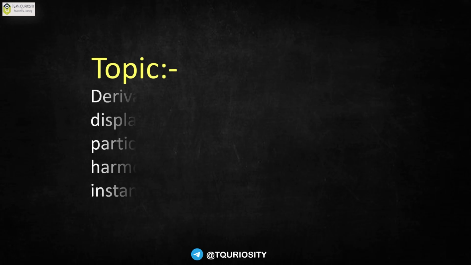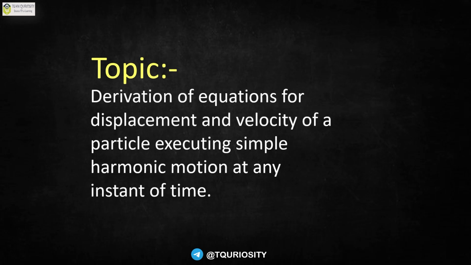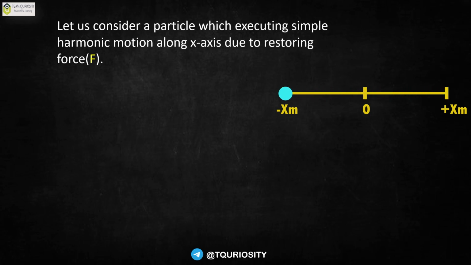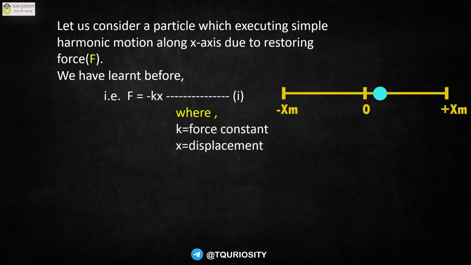In this lecture we are going to derive the equations for displacement and velocity of a particle which is executing simple harmonic motion at any instant of time. Let us consider a particle which is executing simple harmonic motion along the x-axis due to the restoring force denoted by capital F. We have learned before that force is equal to minus kx. Make this as equation 1.